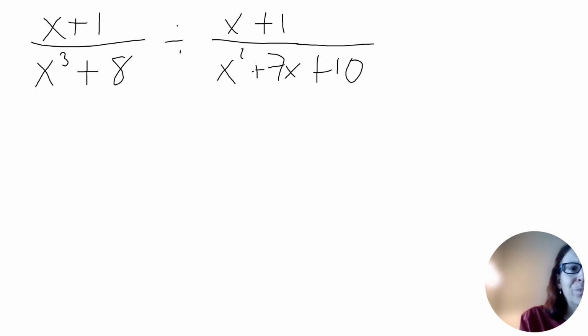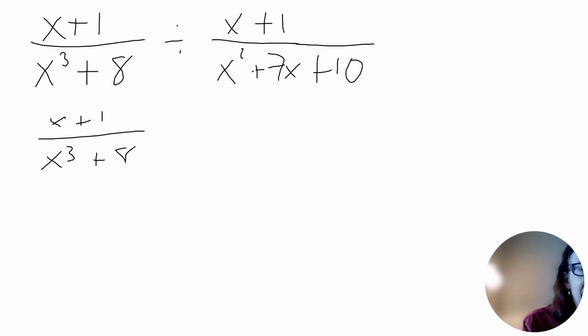So it's good review. The first thing I'm going to do with this, though, is go ahead and flip that second fraction over. So to divide by that messy, nasty looking fraction there is the same as to multiply by the reciprocal.